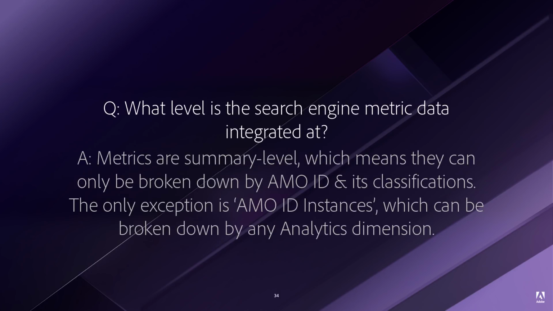What level is the search engine metric data integrated at? So I touched on this earlier, but it's a very important point that I wanted to reaffirm with an FAQ. So the 5 metrics are passed over at a summary level, which means they cannot be broken down by analytics dimensions, things like device type or browser. That also means they cannot be used with Attribution IQ because of the level at which they're tied into our data set. There is one exception, the AMO ID instances metric that corresponds to the dimension that powers the integration is available to be broken down by analytics dimensions. It is roughly the same as the clicks metric that gets sent over.